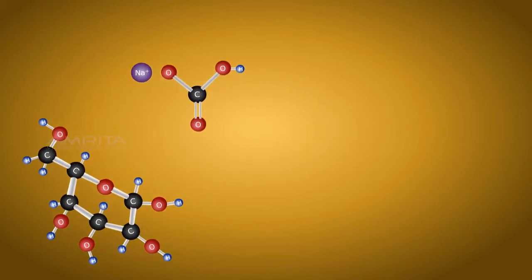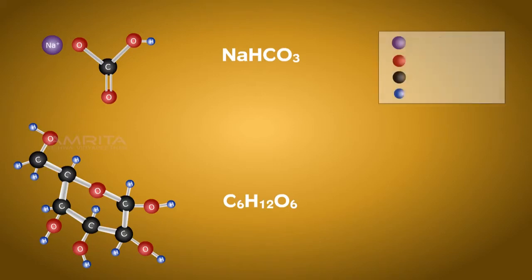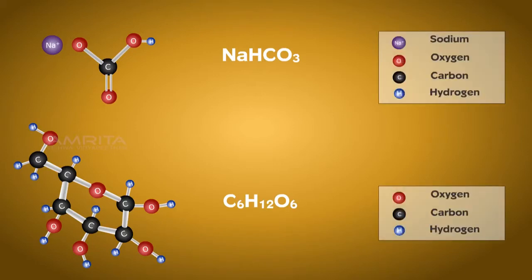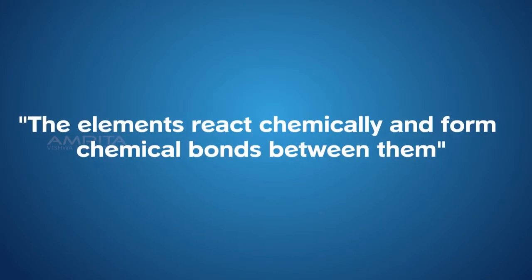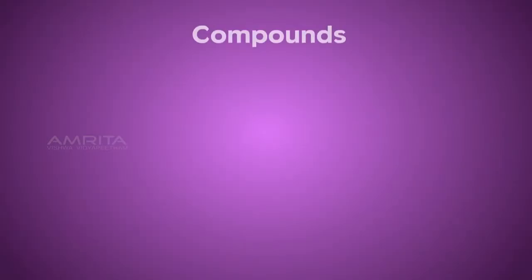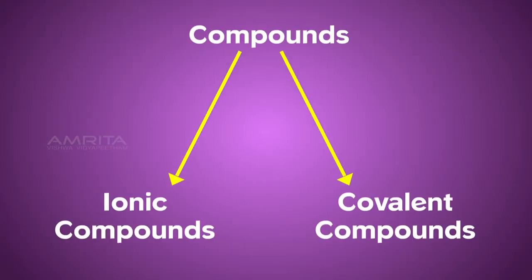In a compound, the component elements are present in a fixed ratio. The properties of a compound are different from that of its component elements. The elements react chemically and form chemical bonds between them. Based on the nature of the bonds, compounds can be classified into ionic, molecular, or covalent compounds.